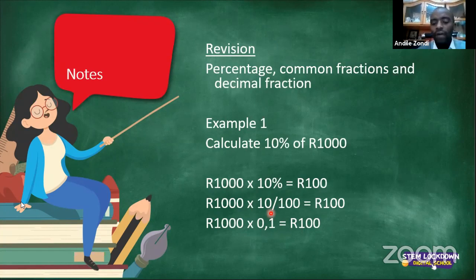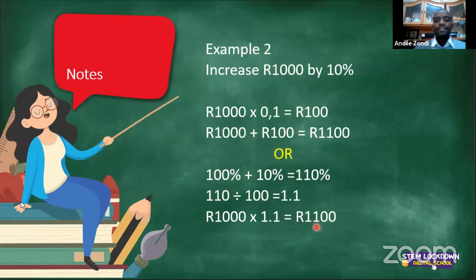If you take your calculator and you punch in 10 divided by 100, your answer will be 0.1. So this is a decimal form of 10%. For most of my questions, I'll be using this because it is simple to work with. But obviously, your answer is the same for all. Okay, example 2.